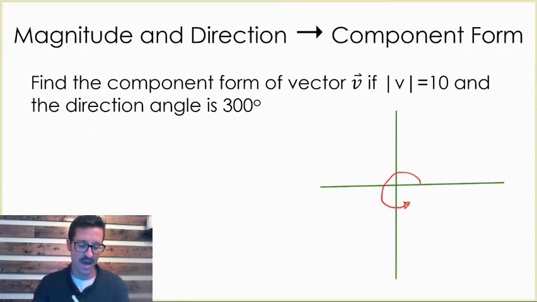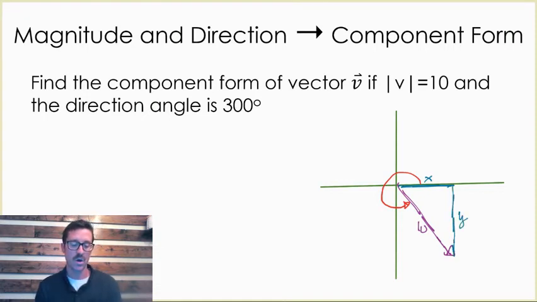And we have a magnitude of 10. So there's our vector v. It's got a magnitude of 10. But what we're looking for is what I'm going to show here in blue. We're looking for this horizontal component, which we'll call our x. And we're looking for this vertical component, which would be our y.